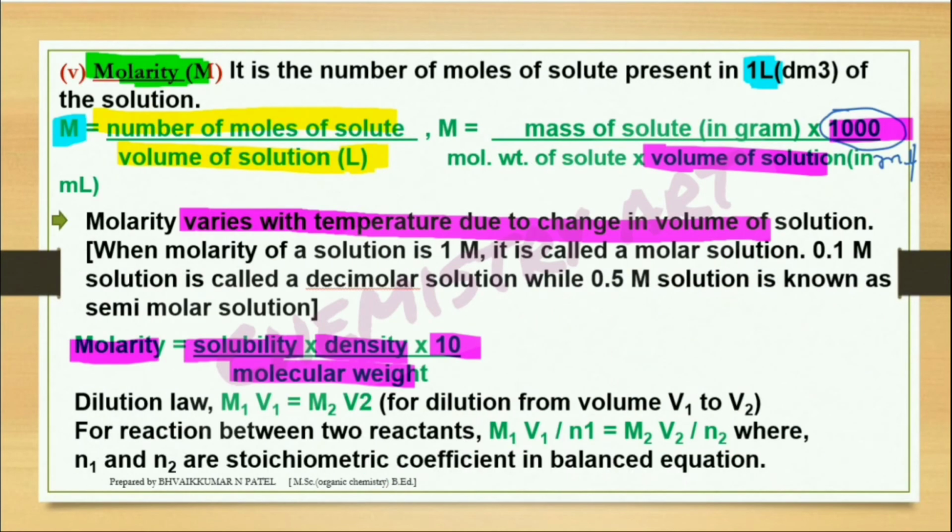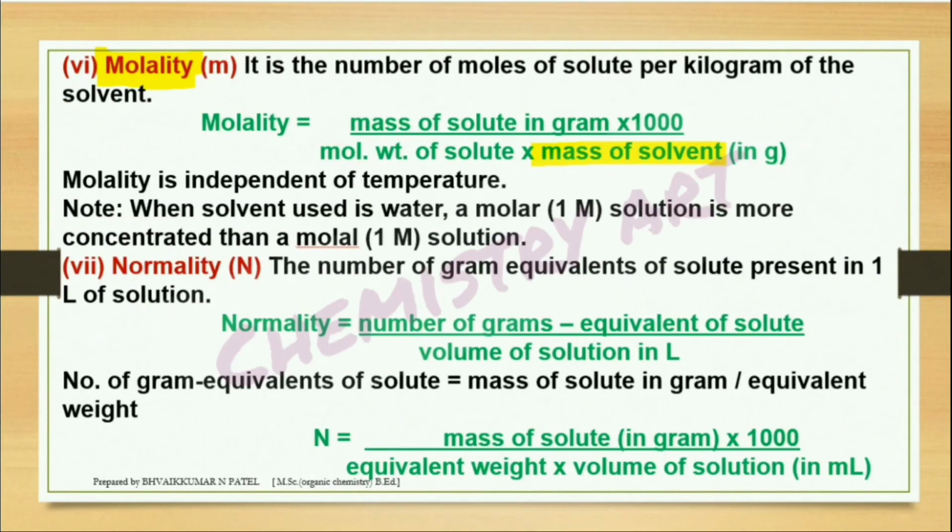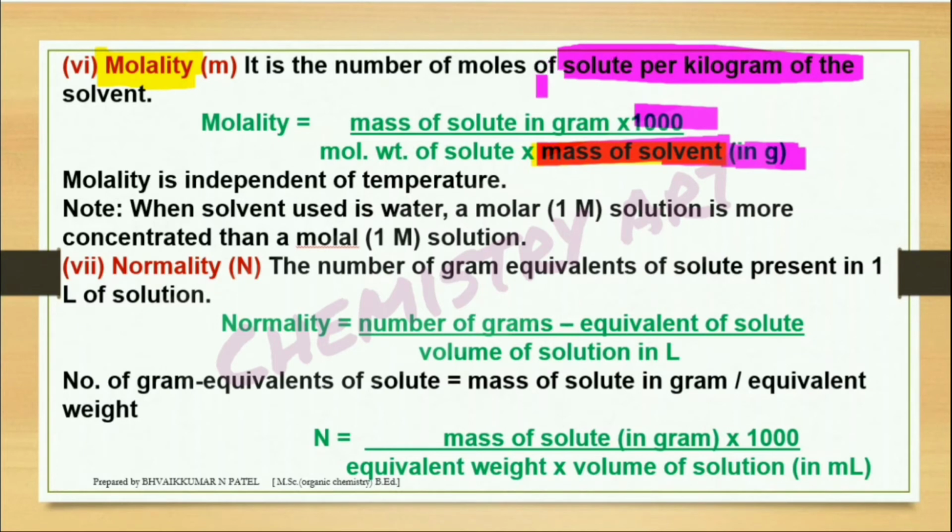See here, what is there in molarity? In molarity, you can see that the volume of solution is there: mass of solute divided by molecular mass of solute, and volume of solution. Instead of that, we have to take the mass of solvent. You have to take it in kg, but if you are taking it in grams, then you have to multiply by 1000. Molality means number of moles per kilogram of solvent. You have to take solvent, not solution, and here the mass is there.